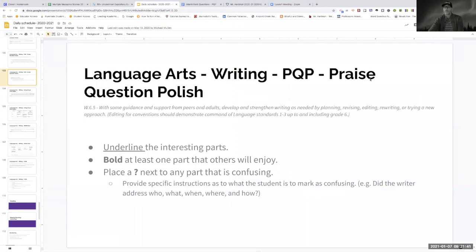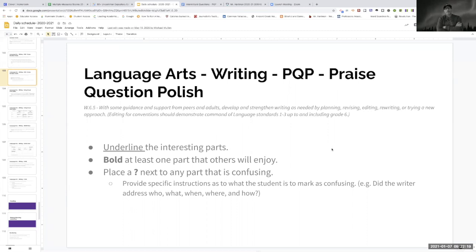So yesterday we talked about praise, question, polish. All this is, it's just a strategy for us to provide meaningful feedback to our partners, whoever that may be. And what I mean by meaningful is, let's say that you've written something like one of your narrative essays or stories, either the family holiday story that we wrote, or the autobiographical incident.